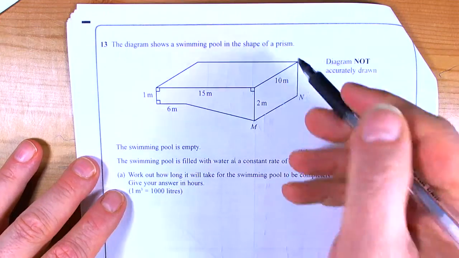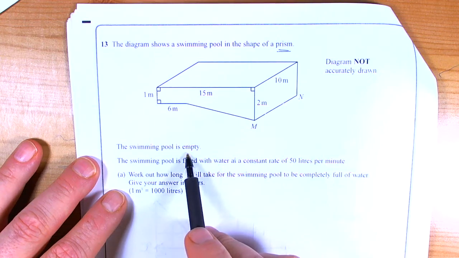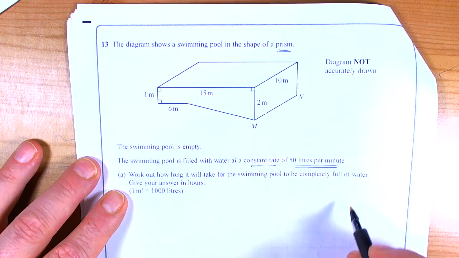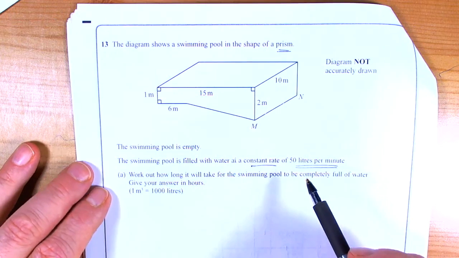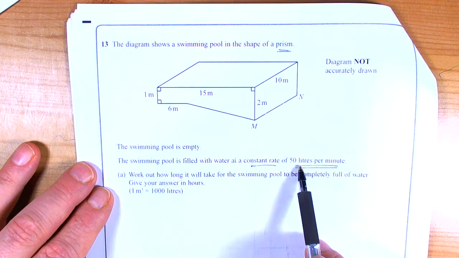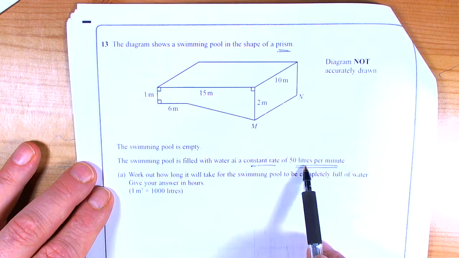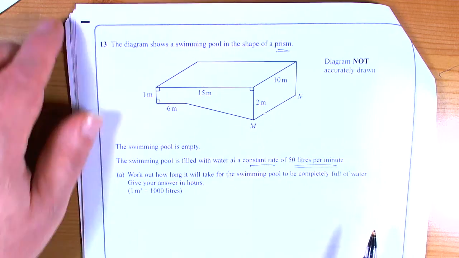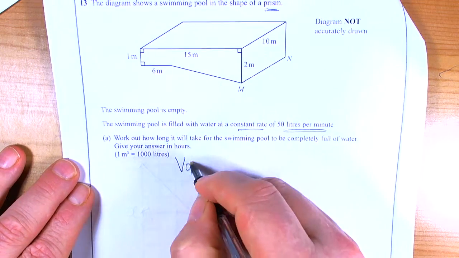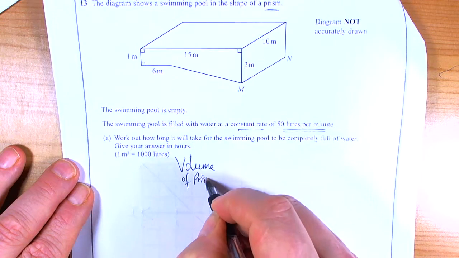Okay, so this question is talking about a prism, and it's talking about the swimming pool is empty, and we want to work out if we fill it at this rate, how long would it take to fill that pool. Because it's mentioned a prism, it's talking about filling it, and it's talking about litres, which is a capacity, we have to think about working out the volume of this, and at the front of the exam paper we should remember they give us a formula for the volume of a prism. And so we just quickly write that down so that we can remind ourselves to work from it.